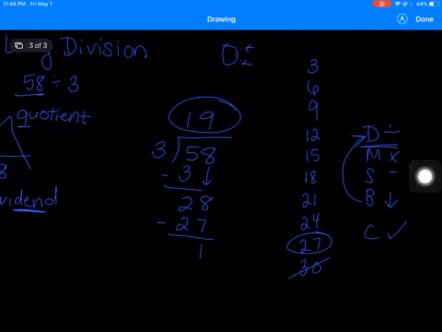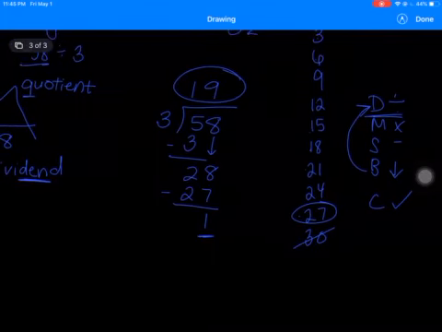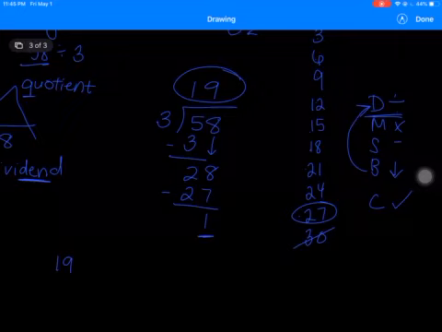So your answer here is on the top, but this number down here is important too because it's the leftover. It's the remainder. So whatever is left over is our remainder. So I could write this answer out as 19, that's my answer, remainder 1, that was what was left over.